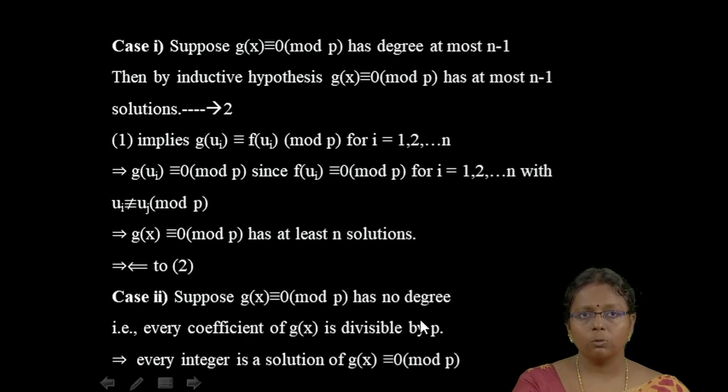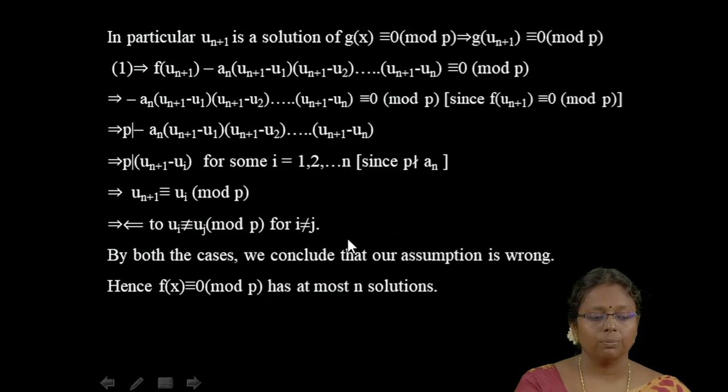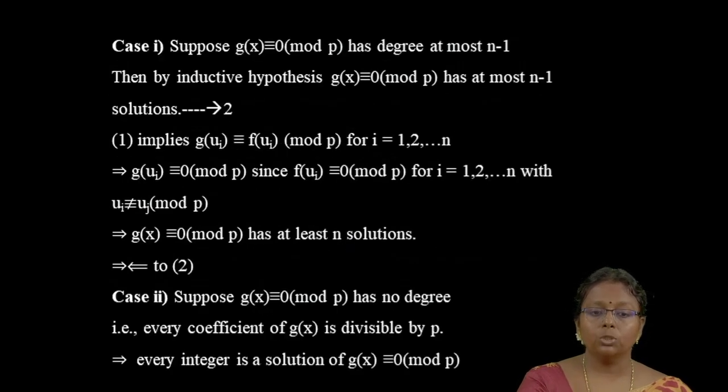Our first case is that g(x) ≡ 0 mod p has degree at most n minus 1. Then by the inductive hypothesis, g(x) ≡ 0 mod p has at most n minus 1 solutions. But g(ui) ≡ f(ui) mod p, and f(ui) is already 0 since ui is a solution of f(x) ≡ 0 mod p. Therefore, g(x) ≡ 0 mod p has at least n solutions, which is a contradiction to g(x) ≡ 0 mod p having at most n minus 1 solutions.